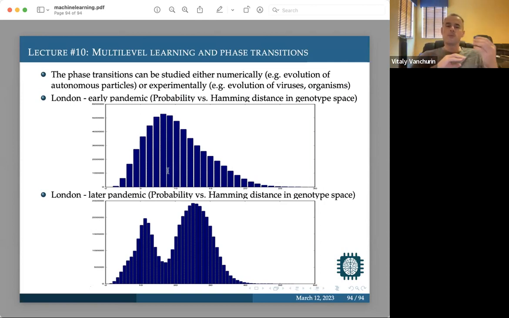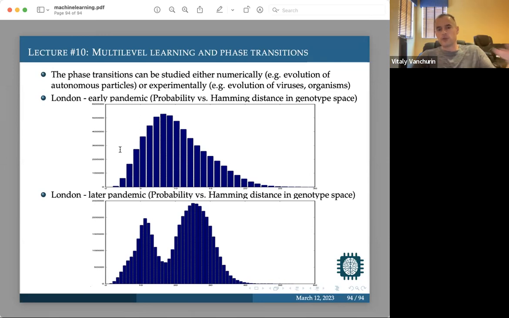Hamming distance tells you how many characters in a sequence you should change to go from one to another. So if you change 10 characters, you'll go from one sequence to another, most likely. But if you change 25, it's not likely that you will observe two COVID sequences that have Hamming distance 25, at least at early pandemic.